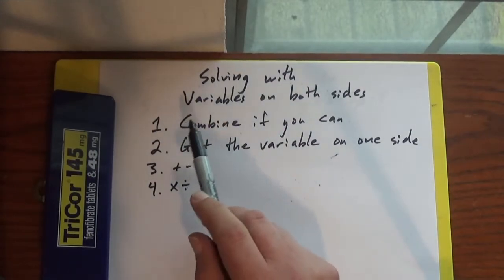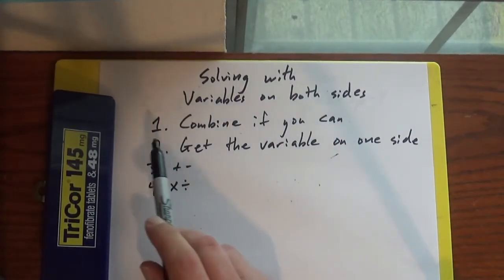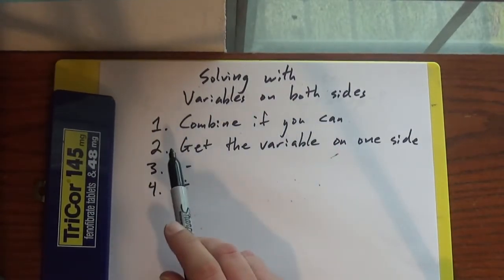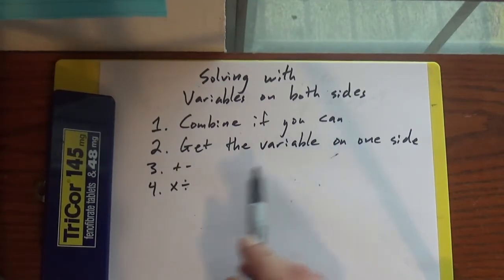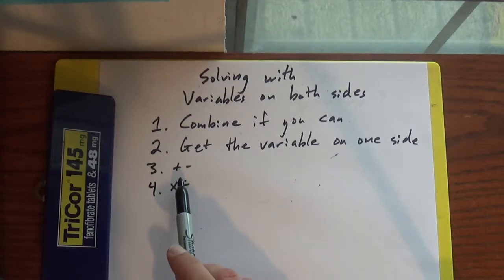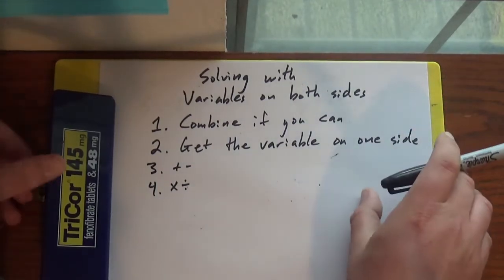Anyway, solving with variables on both sides. First thing we want to do is combine things if we can. Then we want to get the variable on one side. Then we're going to do the add subtract stuff. Then we're going to do the multiply divide stuff.